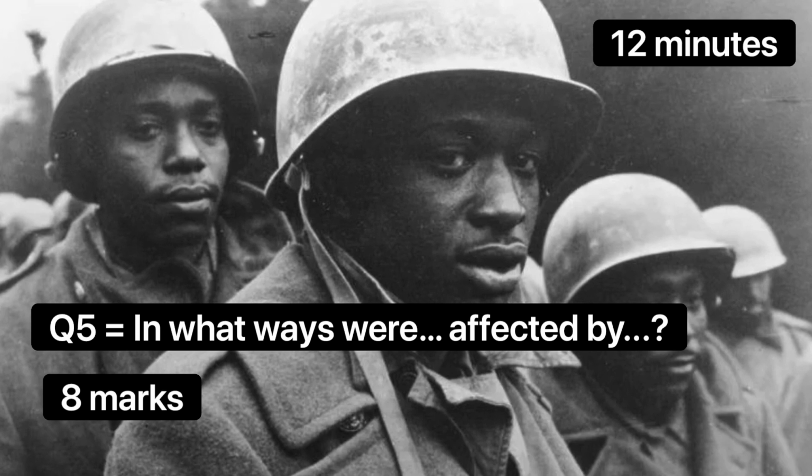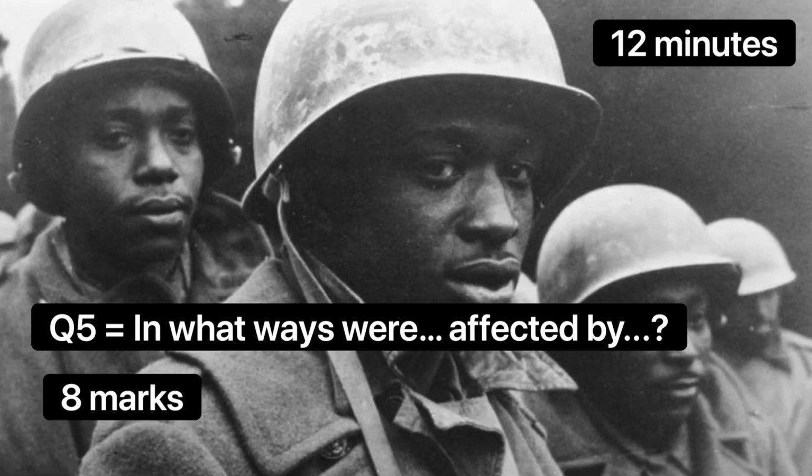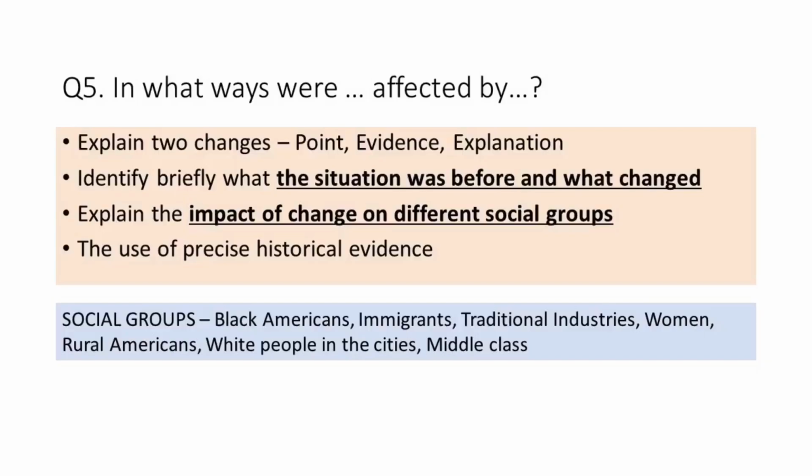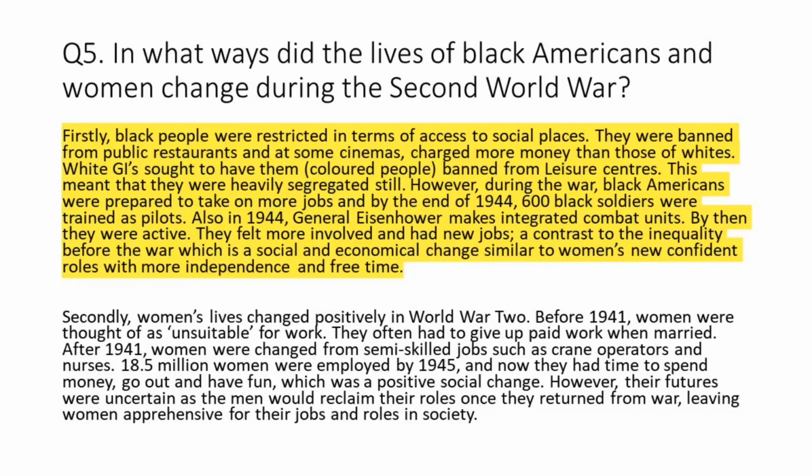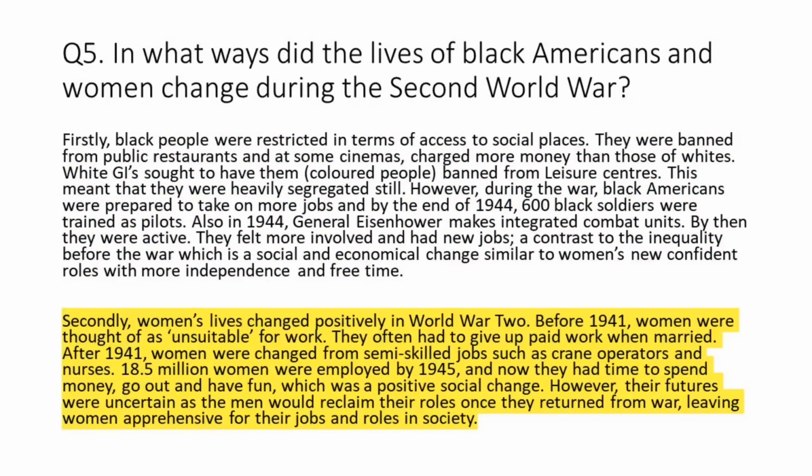Question 5 focuses on how 2 different groups of people were affected by the same event. For this question, you need to do 2 paragraphs with a point evidence explanation structure. Briefly identify what the situation was like before and what's changed. Then go on to explain the impact. You will see that the model answer uses dates and statistics.